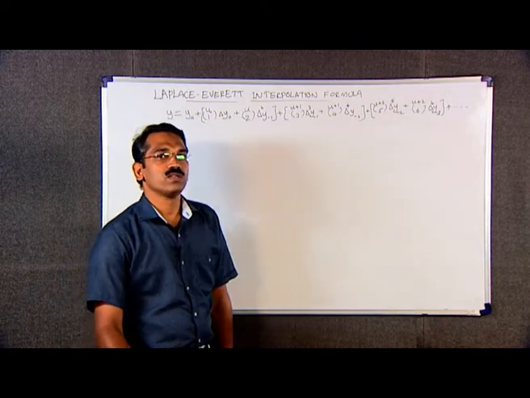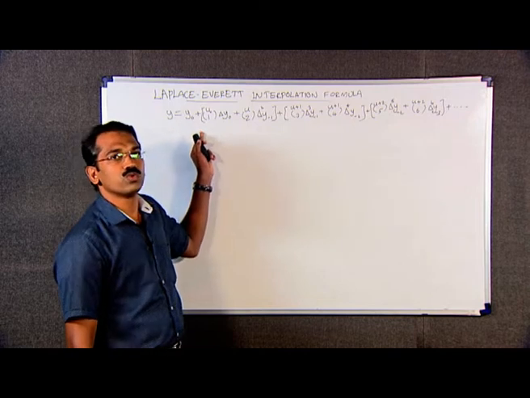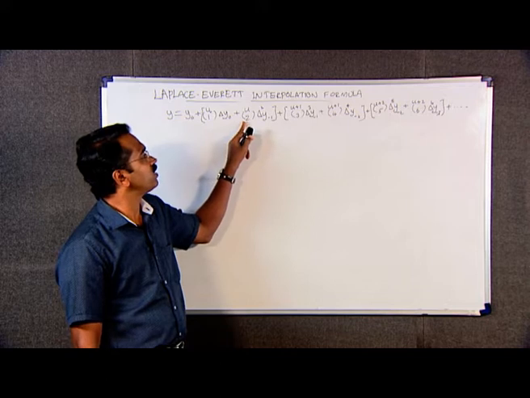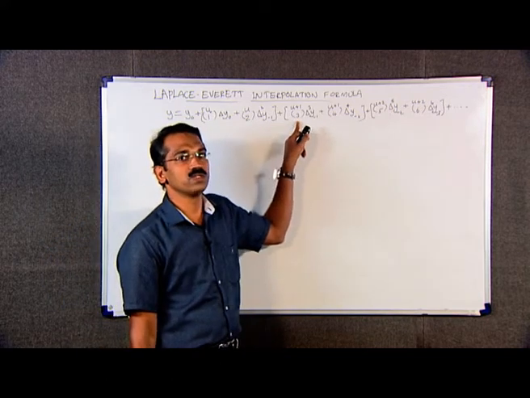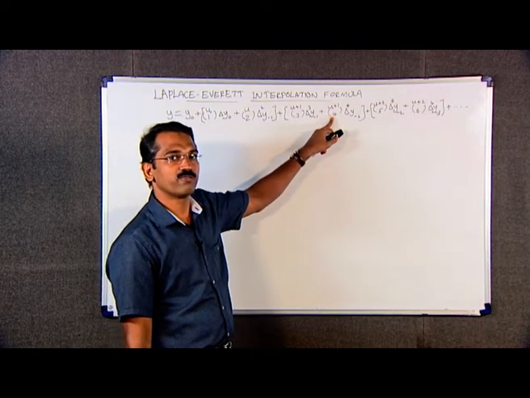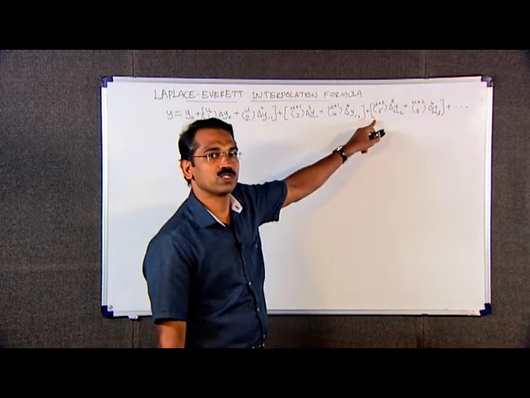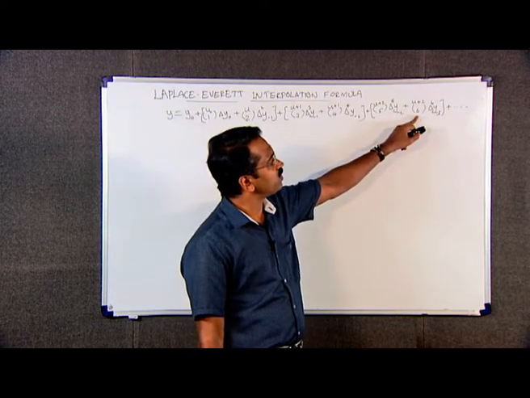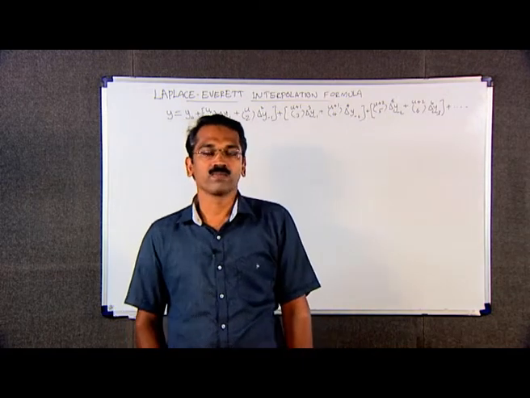We know the Gauss forward interpolation formula: y is equal to y naught plus u c1 into delta y naught plus u c2 into delta square y minus 1 plus u plus 1 c3 into delta cube y minus 1 plus u plus 1 c4 into delta raised to 4 y minus 2 plus u plus 2 c5 into delta raised to 5 y minus 2 plus u plus 2 c6 into delta raised to 6 y minus 3 plus etc.